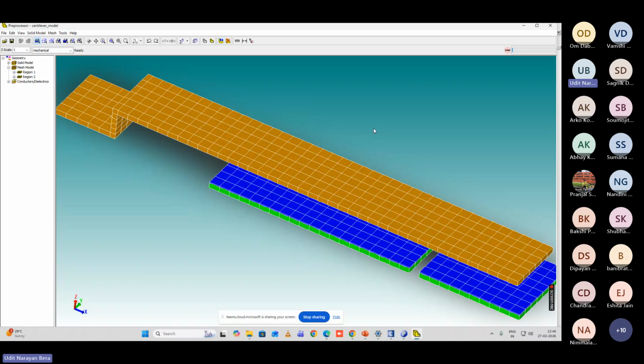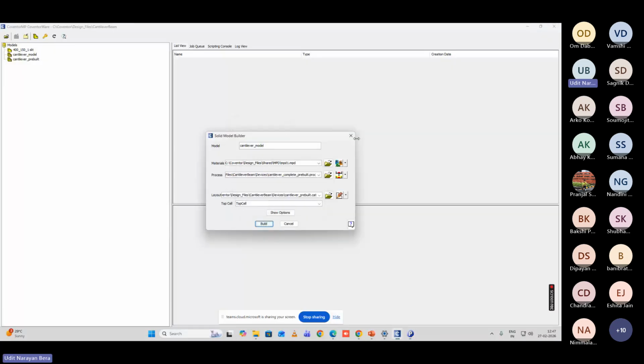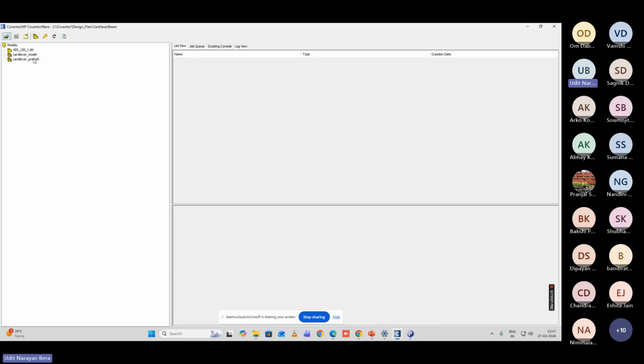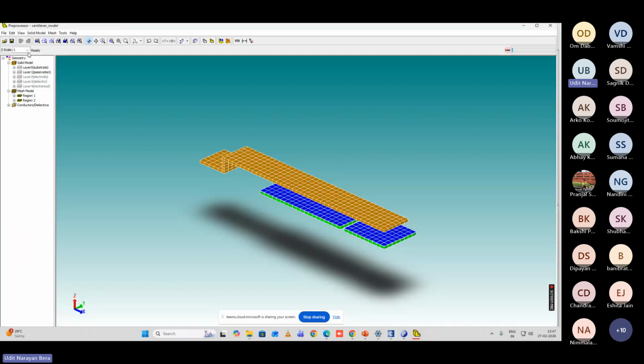In the meantime, if you have any doubts or questions, you can ask. So if the meshing is done, the next step is to go for the solver. So what are the things I can solve here? Okay, so just close this model and then go to the Coventor here. So we have this one we have already seen. This one we have already meshed right now in front of you.